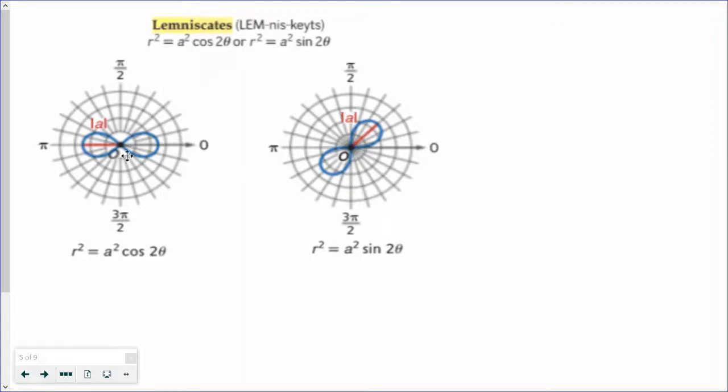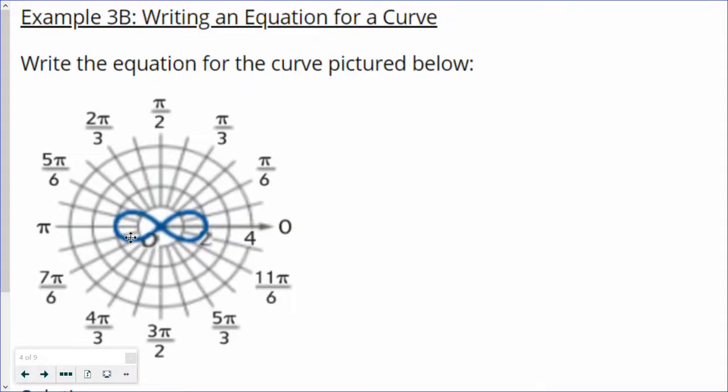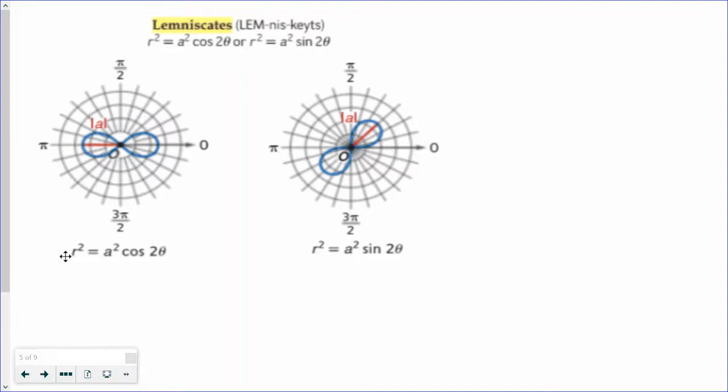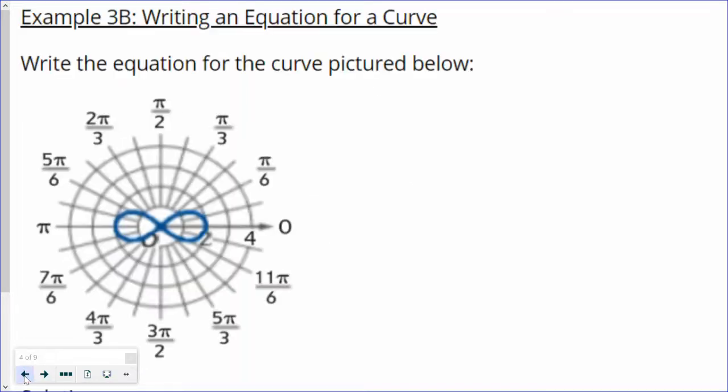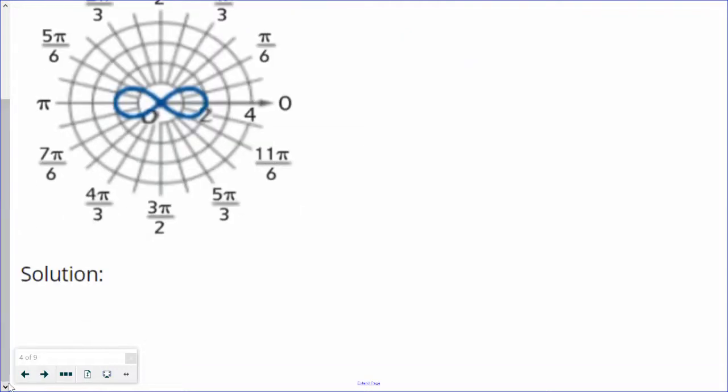And here are the two types. We have one that's diagonal and one that is horizontal. And the one we're given here is horizontal. So we already know that we're going to write the equation in this form: r squared equals a squared cosine 2 theta. So that's my first step down here. I'm going to write that down.